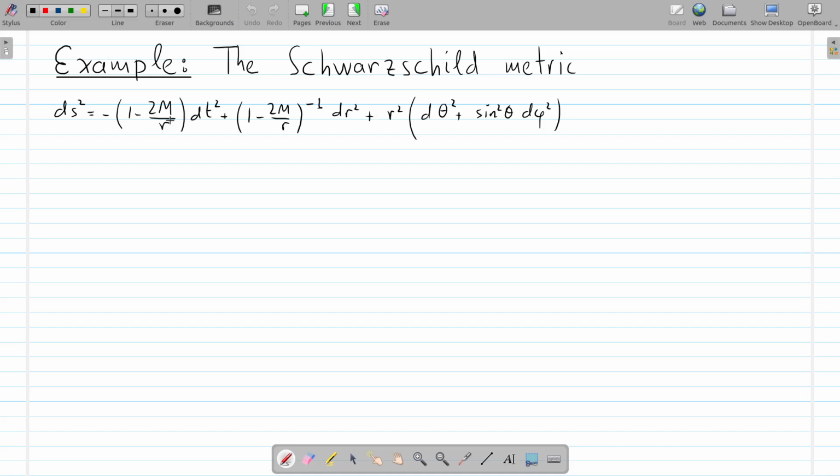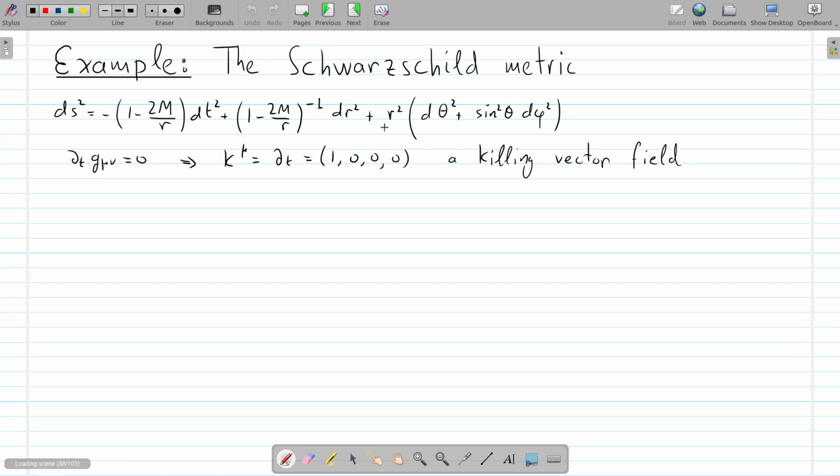But as we approach the value of r equal to 2m, we have deviations away from this flatness. We notice immediately that all the components of the metric in this coordinate system are time independent. Therefore, there is a time-like Killing vector field which in those coordinates has components (1, 0, 0, 0).